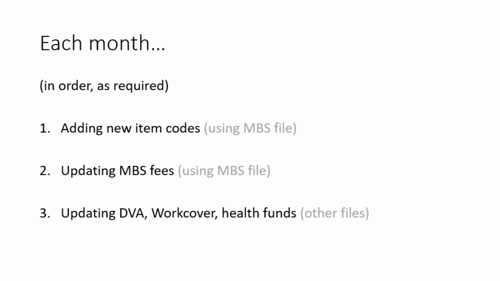And then step 3, updating DVA, work cover, health funds, so on. Sometimes you might not need this step. Sometimes you might need to do a lot in this step, especially if you have lots of health fund files to load into Zedmed. One at a time, you'll load DVA, WorkSafe, Bupa, Medibank, whichever you need and have new files for this month. You just do the same thing each time, so it's pretty straightforward.